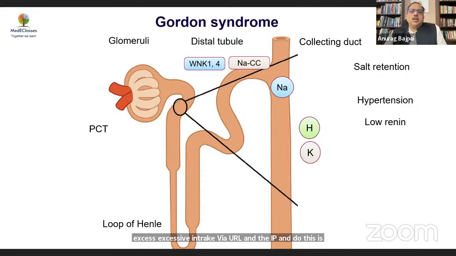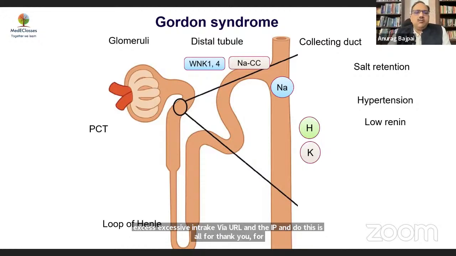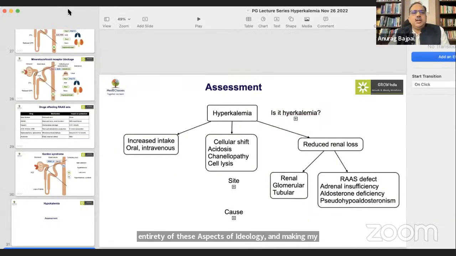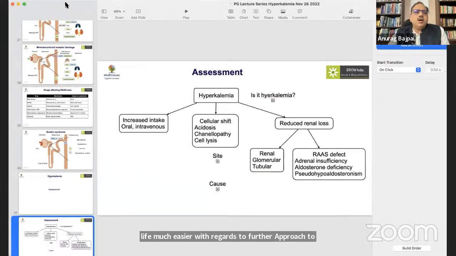Thank you. Thank you, Dr. Vibha, for very nicely summarizing the entirety of these aspects of etiology and making my life much easier with regards to the further approach to evaluation. Vibha has really covered the etiology very, very clearly and remarkably.